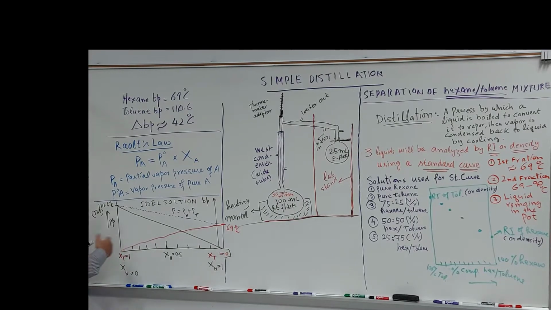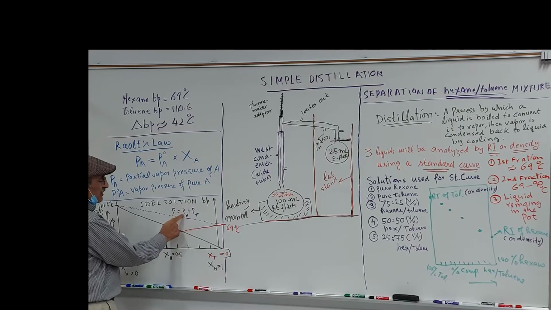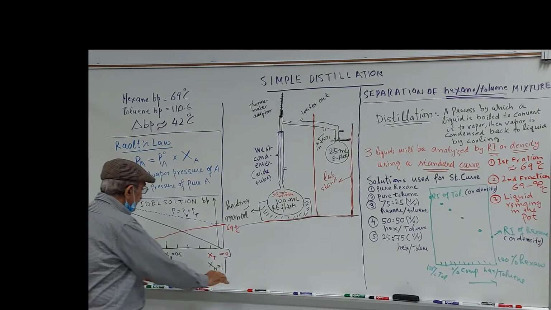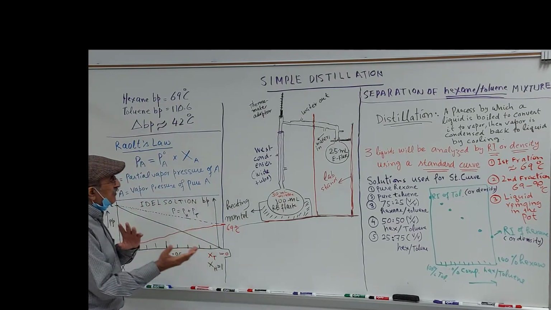Alright, so these are boiling point curves, and this curve that joins together is the vapor pressure. This is Dalton's law of partial pressures. Total pressure is equal to the partial pressure of hexane plus the partial pressure of toluene. Now let's discuss how to set up this apparatus.